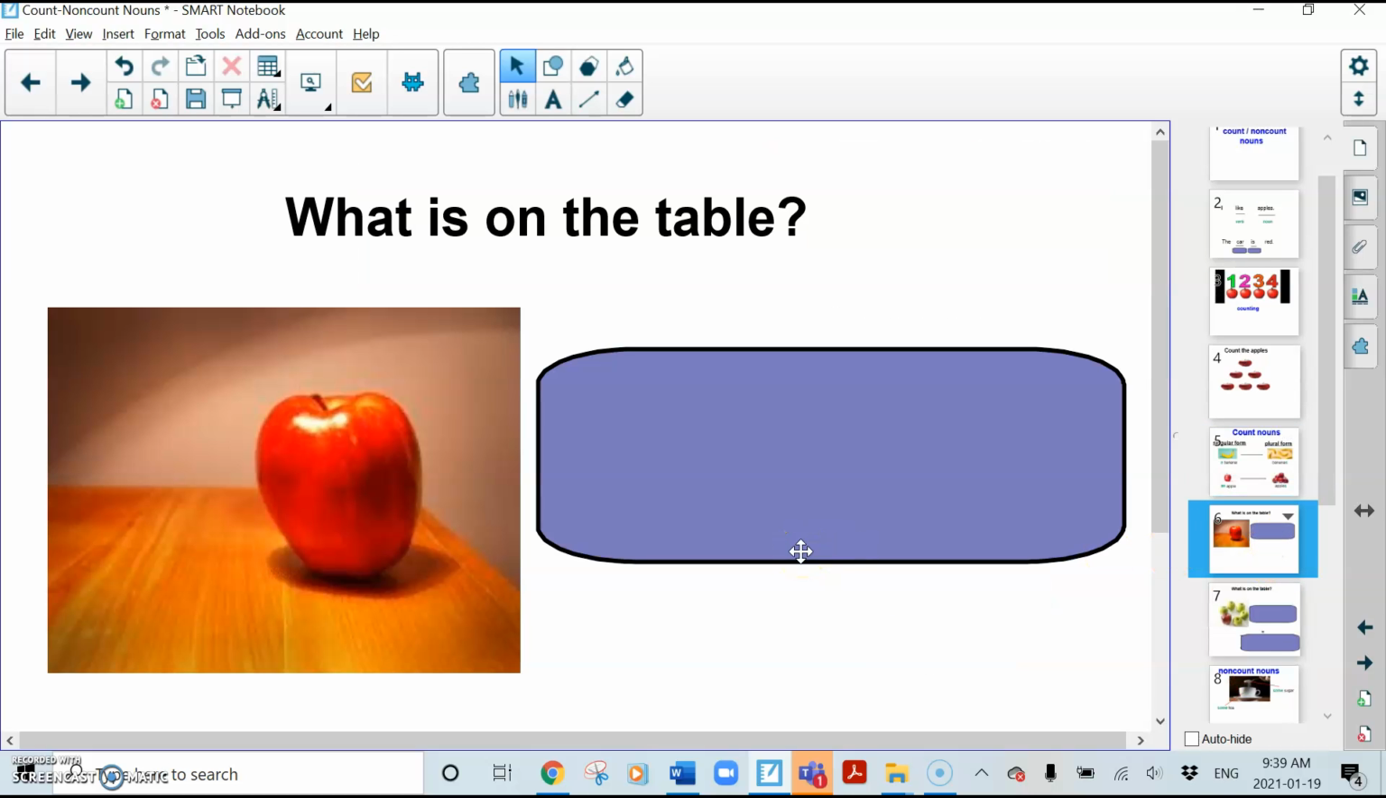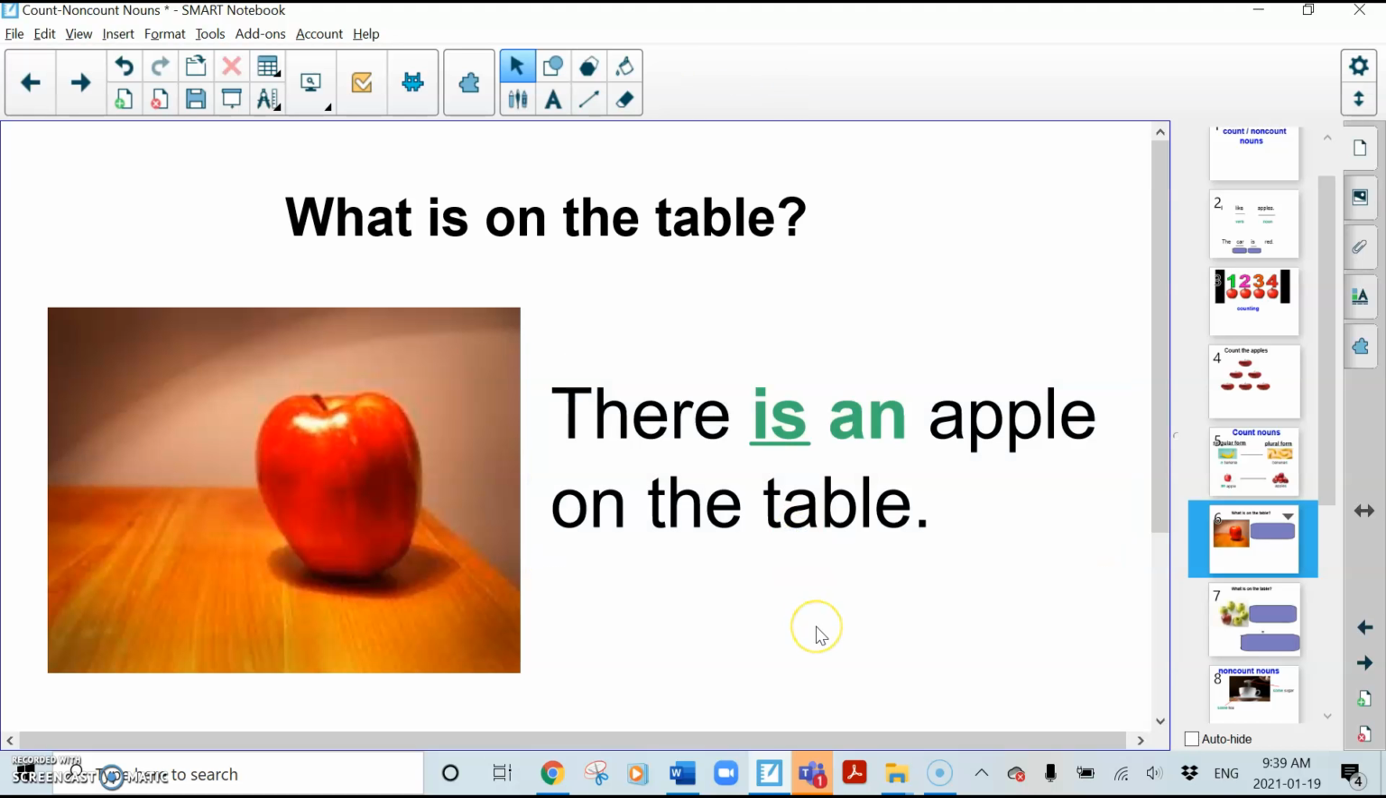So what's on the table? There is an apple on the table. 1 apple, an apple. I can count. I use is because it's 1. There is an apple on the table.